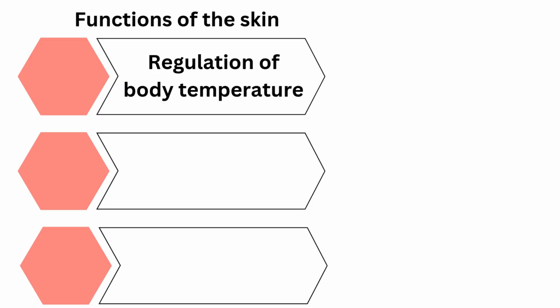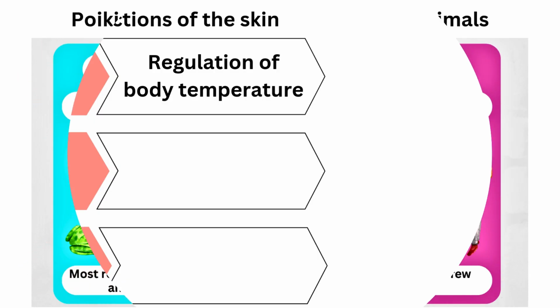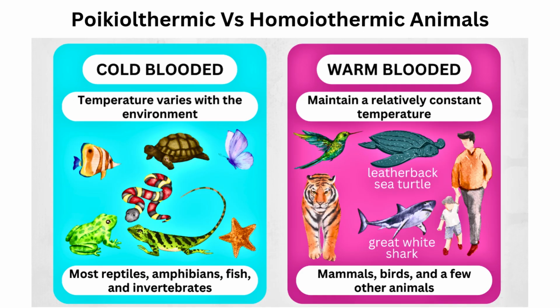Regulation of body temperature. Animals are able to regulate their body temperature in various habitats or environments due to the characteristics of the skin. Based on the body temperature, vertebrates are grouped into two categories: poikilothermic animals, which are animals whose body temperature varies according to the temperature of their environment. Examples include fishes, amphibians, frog, toad, reptiles like snake, lizard, etc.